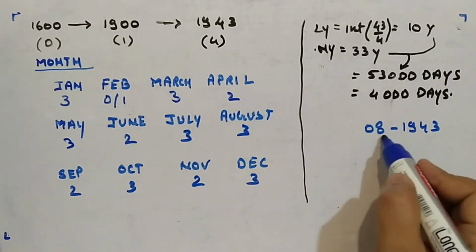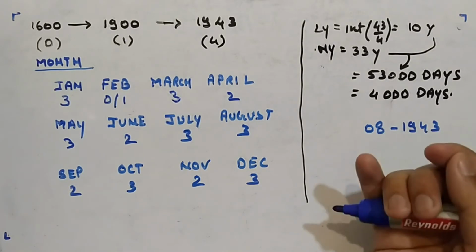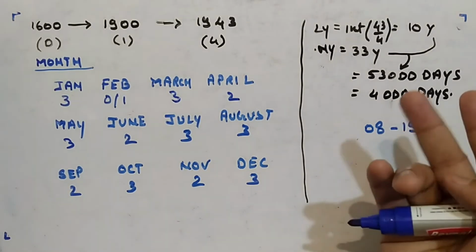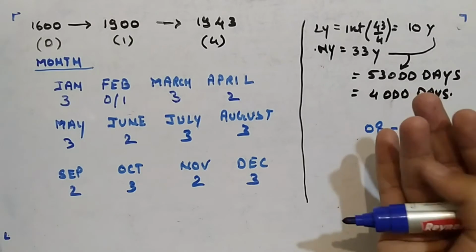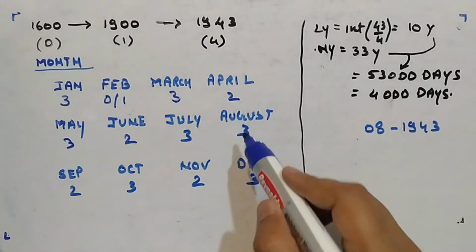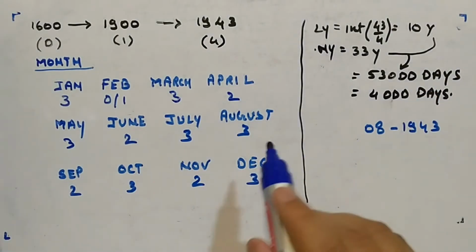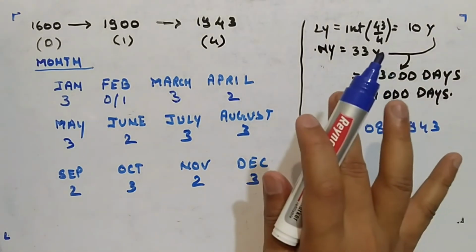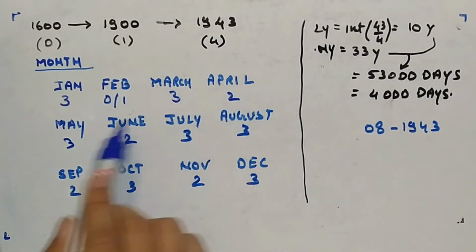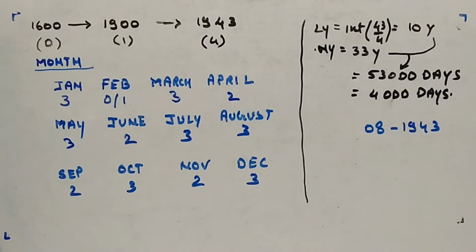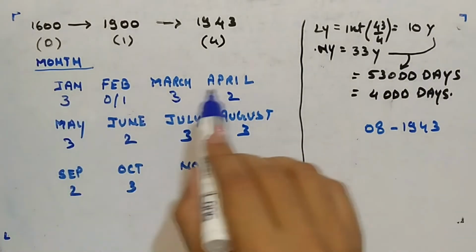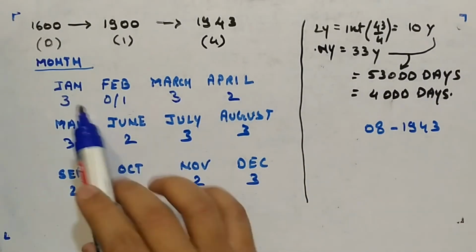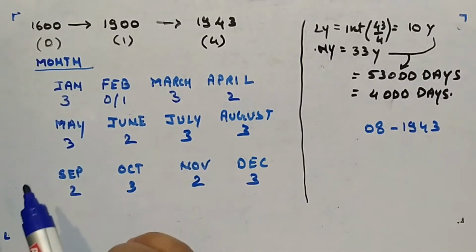If it is 8 means August, right? January, February, March, April, May, June, July, August. 8 is there, so till August you have to count. Only for August you don't have to count. You have to count starting from January until August. If you reach August, this month has been passed, right? That is why you have to start counting from January.